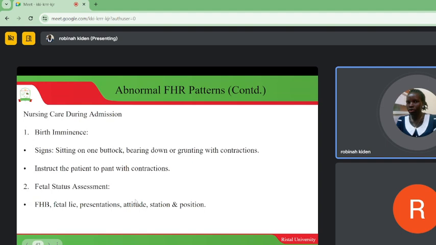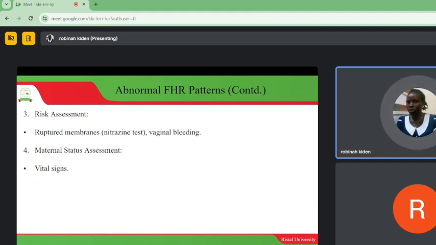Then fetal status assessment: we assess the fetal heartbeat, the fetal presentation, attitude, station, and the position, as we have talked about before. We also do risk assessment. For instance, we assess for ruptured membranes, using the nitrazine test. Then we need to take a decision to make sure that the baby is delivered immediately.